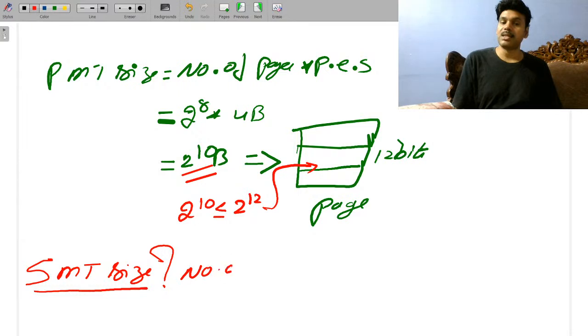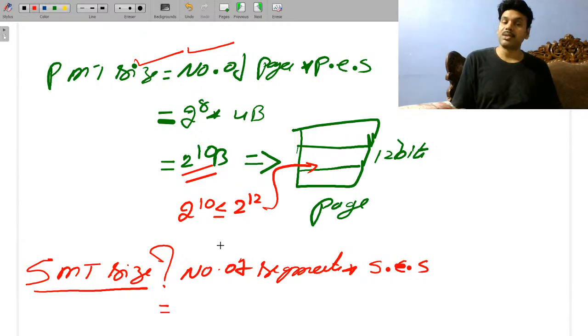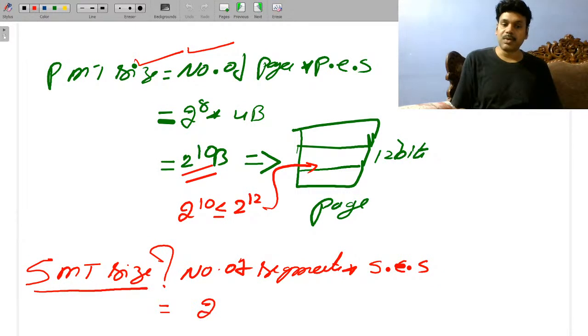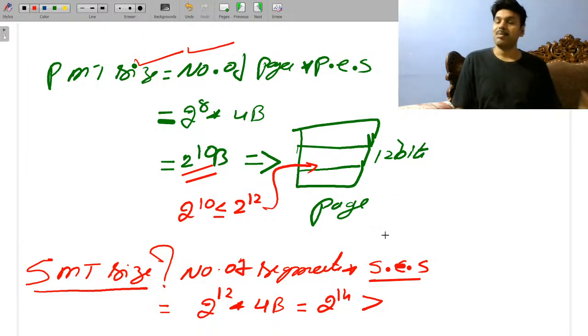Segment table size is nothing but, we have solved this issue, number of segments into segment entry size. So number of segments, how many did you get? Please come to the point. Number of segments you got 2 power 12. So 2 power 12 into segment entry size 4 bytes, which is nothing but 2 power 14, is greater than your page size, because you need to keep it in a page also. Therefore 2 power 14 is greater than your 2 power 12.